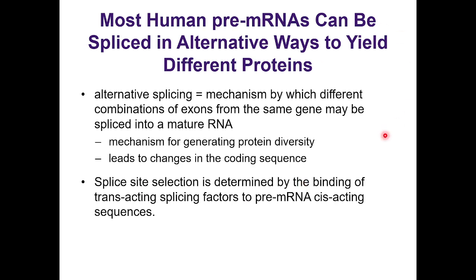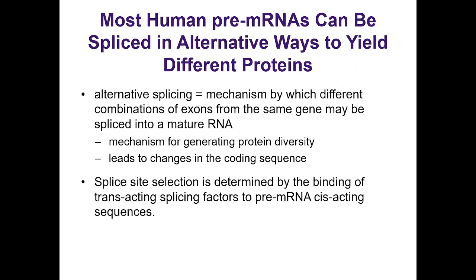So most human pre-mRNAs can be spliced in alternative ways to yield different proteins. This stuff starts getting really complex, and we're not going to be able to get that far into it. Not that we would have been able to get that far anyways. This is a field that has just blossomed over the last 20 years or so. And God, you could spend a degree, a PhD on this alone.